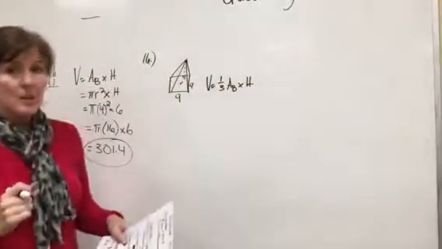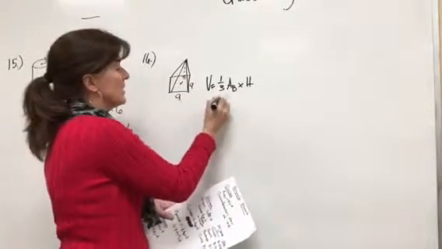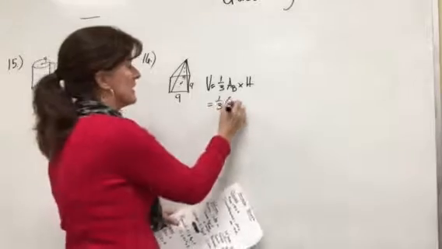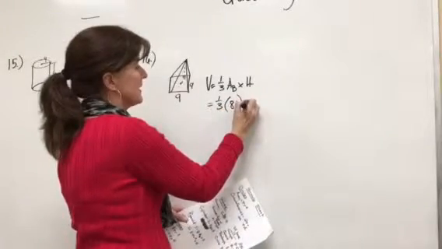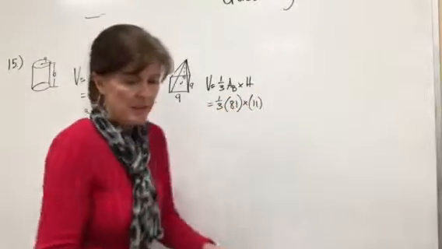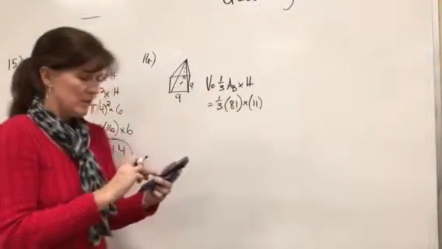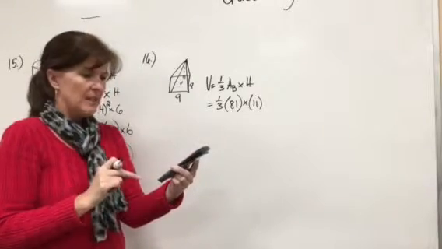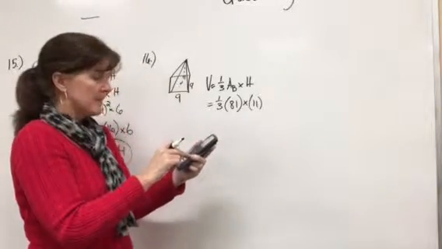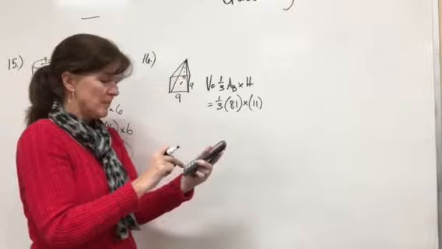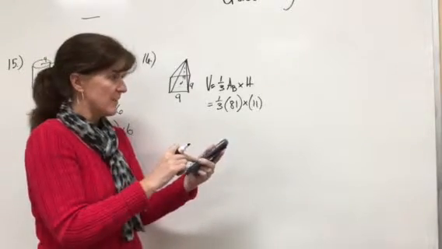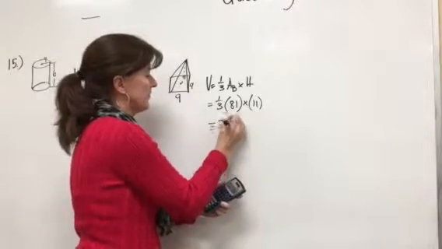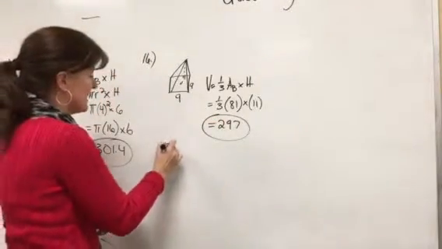Because the base is a square, you know it's going to be 1/3 times the base area, which is 81, times height, which is 11. I'm going to do 1 divided by 3, and I get 0.3333, and then times 81, that equals 27, times 11 equals 297. So that's my answer for 16.